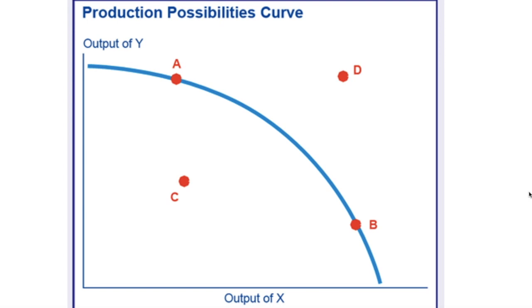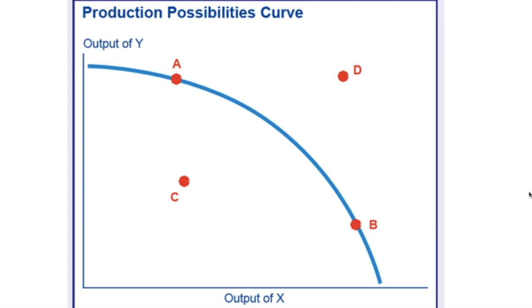But if we consider point C, they would be productively inefficient as they're not utilising the resources efficiently to produce at that optimal point. And if we consider D, well, point D is at an output that is not yet attainable. So the consistent production of this good at this point is just not viable.